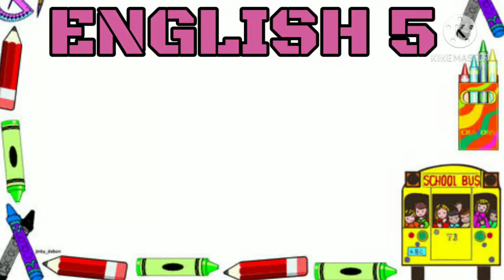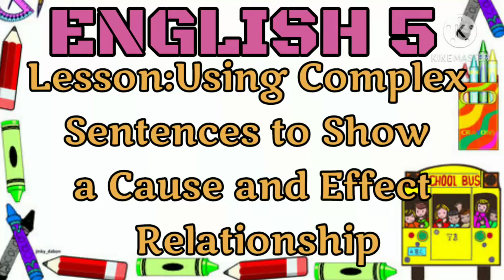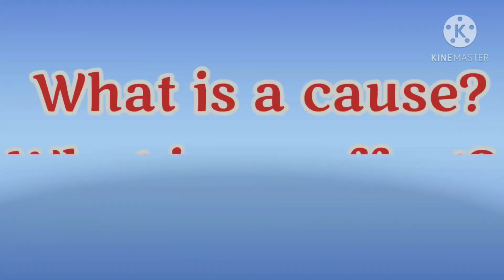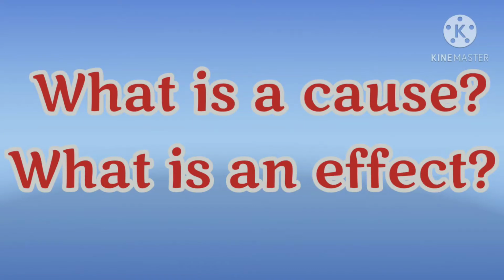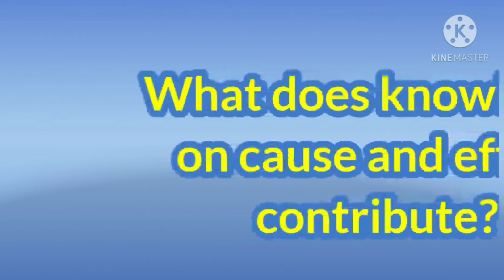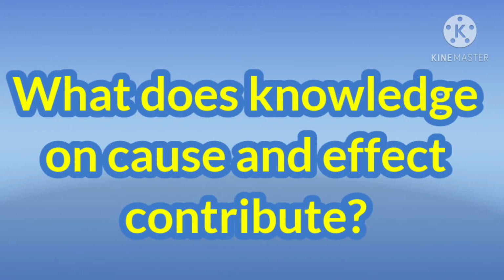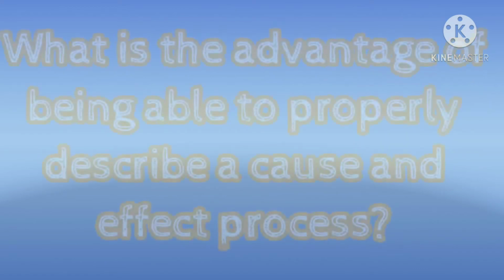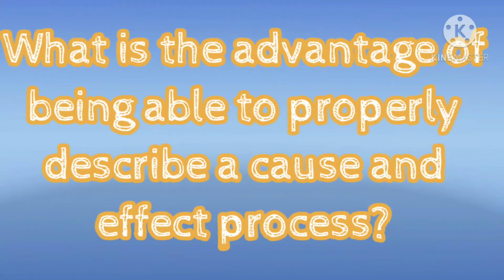English 5 Lesson: Using complex sentences to show a cause and effect relationship. What is a cause? What is an effect? Why do certain things happen? What does knowledge on cause and effect contribute? What is the advantage of being able to properly describe a cause and effect process?